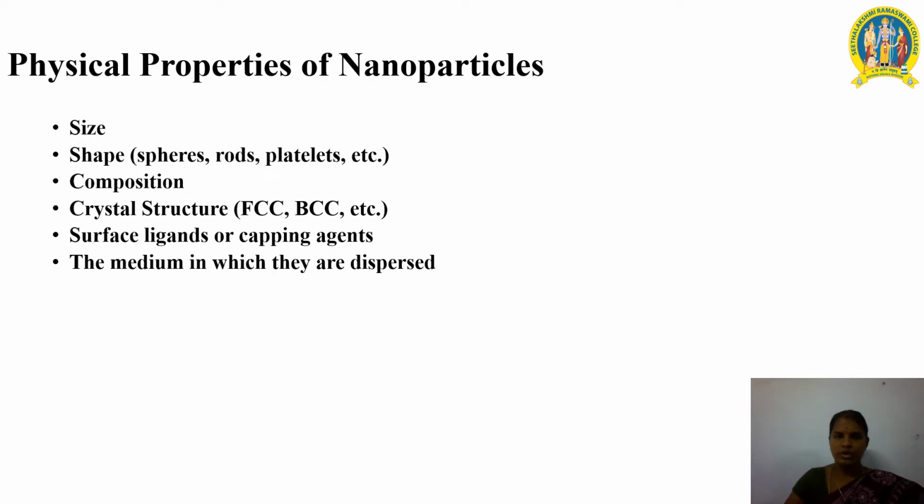Physical properties of nanoparticles. What are the physical properties that the material depends upon? Number one is size, shape, composition, the crystal structure behind that, and the surface ligands, whether they may be acting as capping agents, and the medium in which they are dispersed.